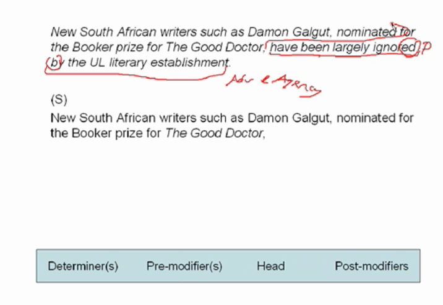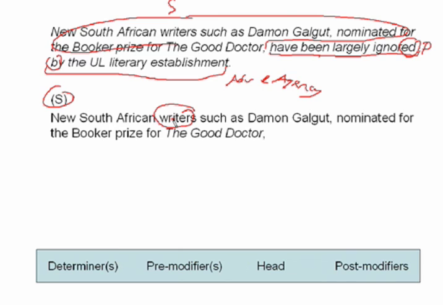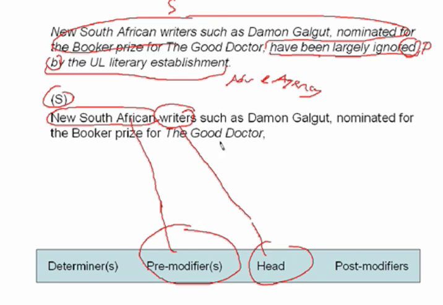And you have all of this here is the subject. In that subject, it's new South African writers such as Damon Galgut. So is it Damon Galgut that has been ignored, or is it new South African writers who have been ignored? And is it new African, or is it new writers who have been ignored? Writers is the head. If this is the head and all of this is a subject, you have words beforehand, then you have three words here, and they are all pre-modifiers. And writers, it exemplifies writers such as Damon Galgut, and who, this gives you more information about Damon Galgut, but all of what follows is the post-modifier.